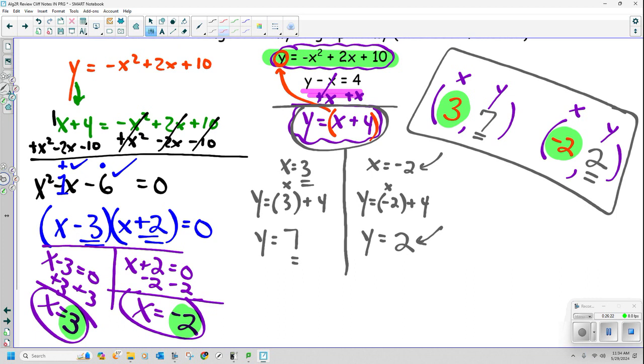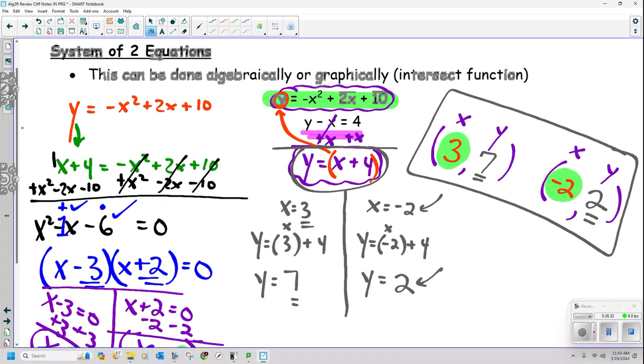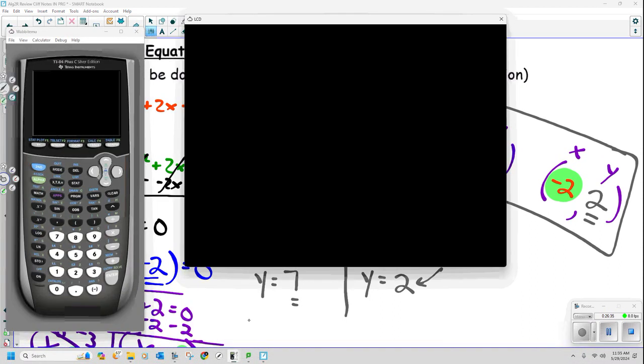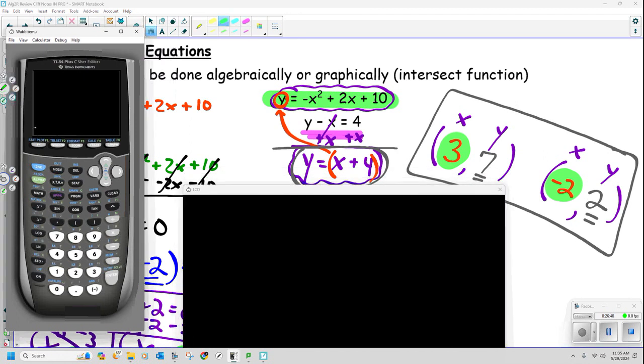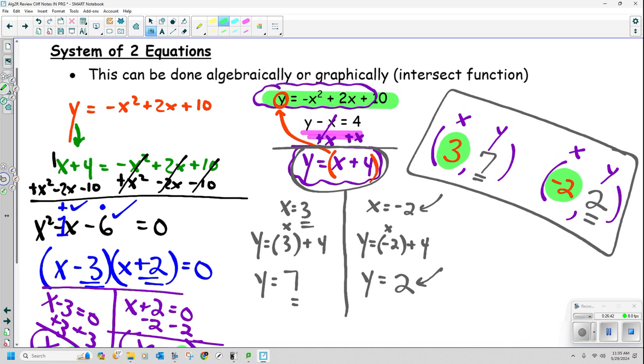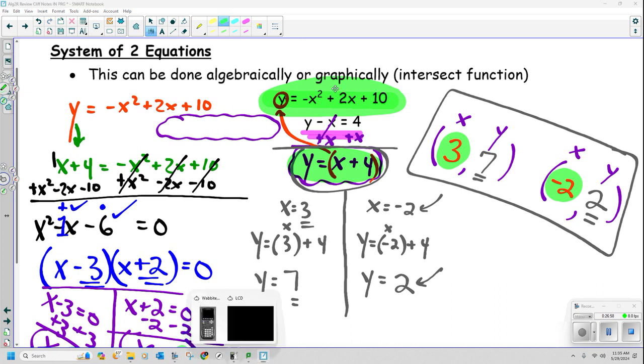There you go. Now, that was a bit of algebra. I'm going to show you how to do it graphically. If this was a multiple choice problem, my goodness, why would you ever do all that work? Remember, I want to graph. I want to graph this y with a -x and everything. And I also want to graph this y, which is x plus 4.